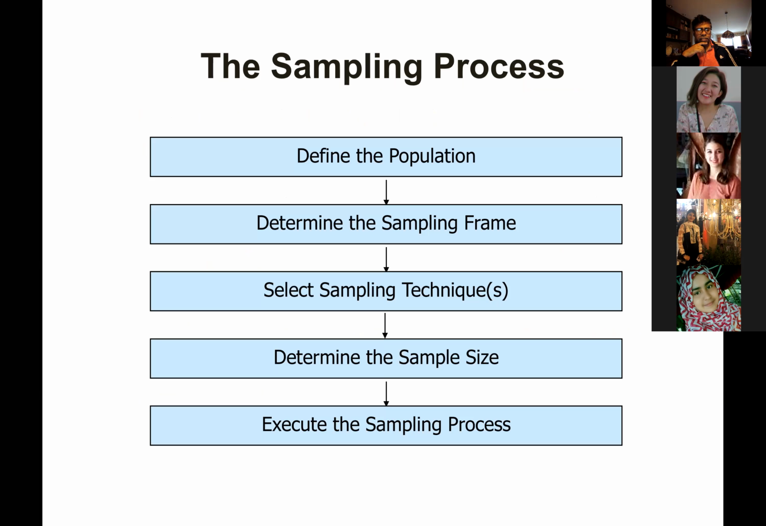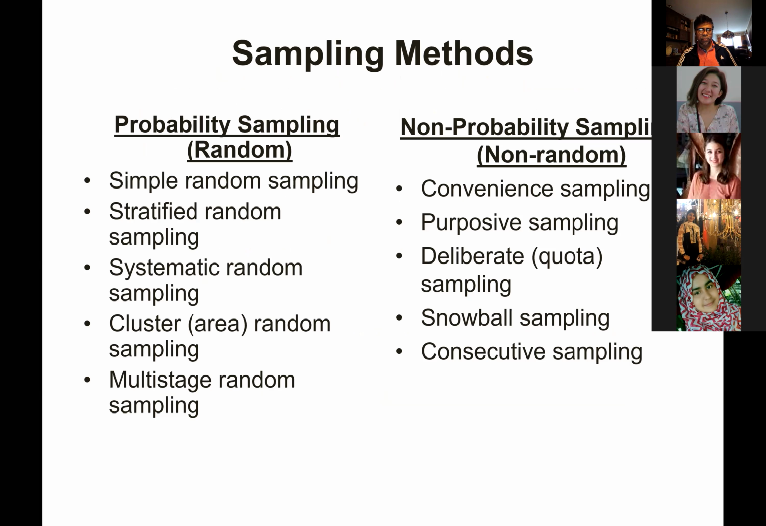Define the population, determine the sampling frame, select the sampling technique, random or purposive, determine the sample size, and then do the sampling. So this is how it works, right? For sampling, there are two basic types. One is probability sampling, and the other is non-probability sampling. Probability sampling is also called random sampling, and non-probability sampling is called non-random sampling.